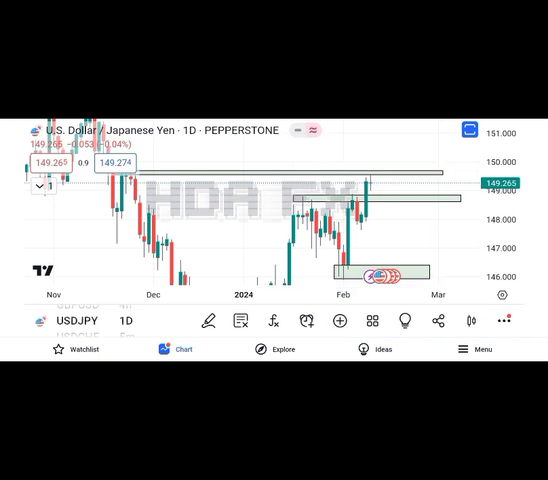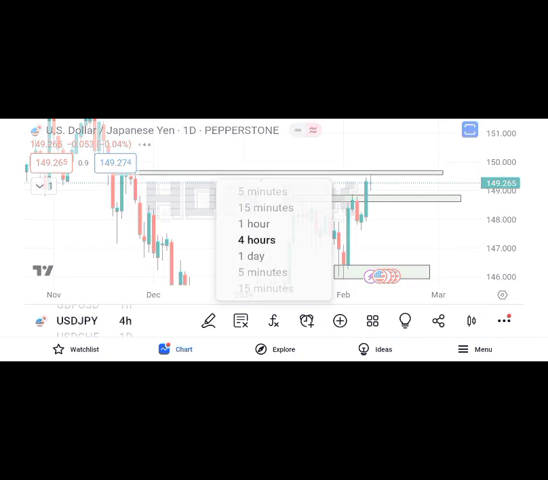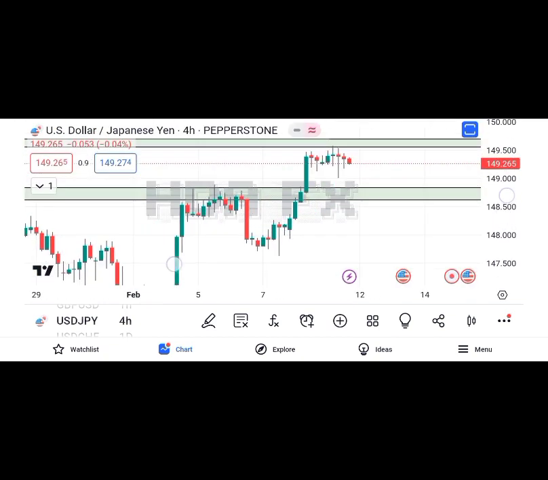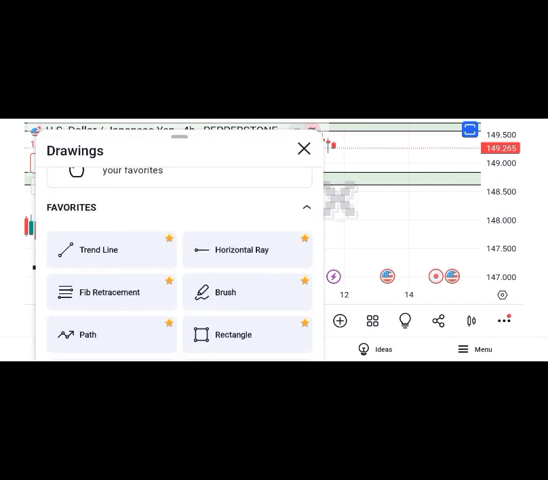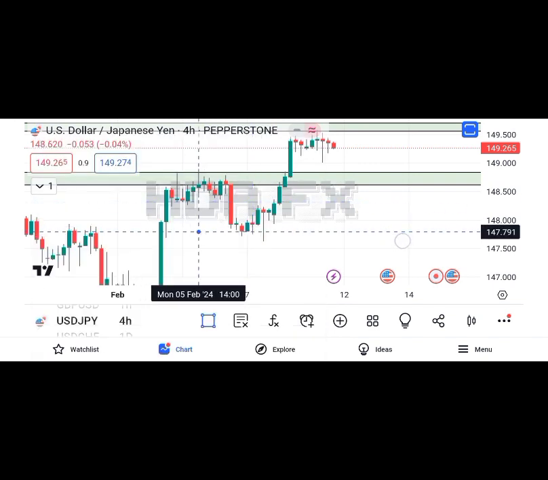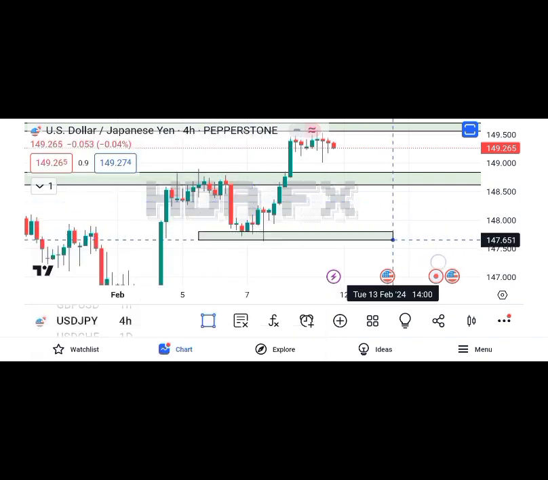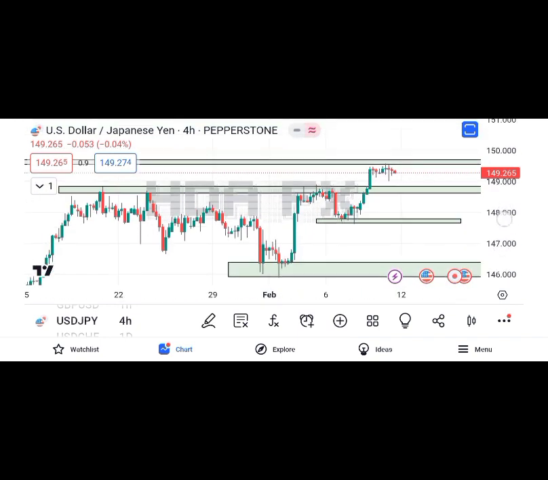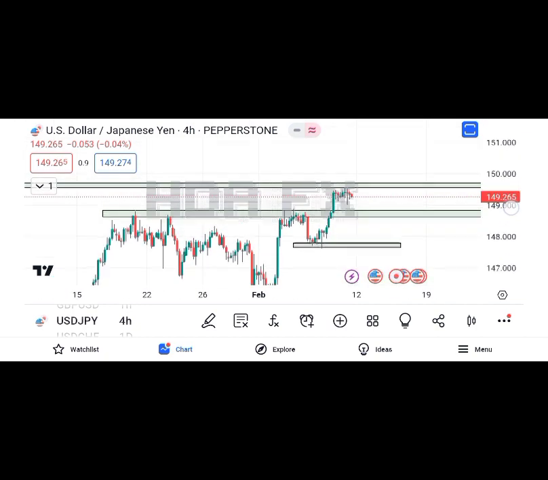So moving down to the 4-hour time frame, on the 4-hour time frame, we also have another key zone here. We also have another key level here, and another key level here. Now let me zoom the chart so that I get a clearer picture.